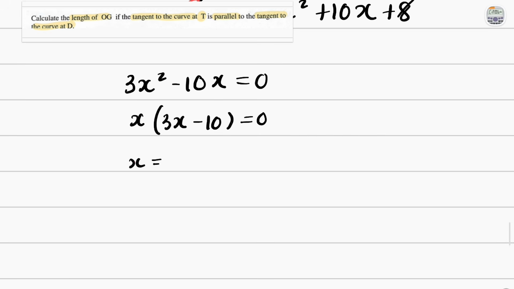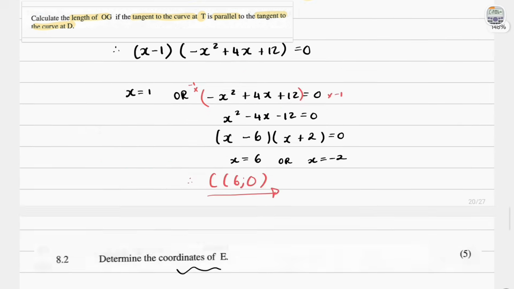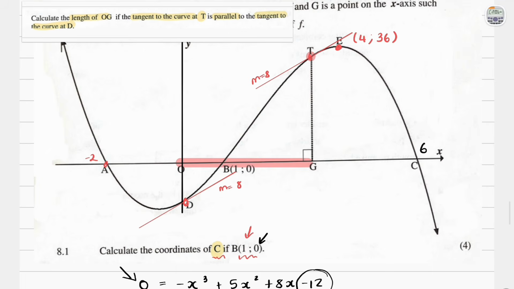So x is equal to 0, or, and here we solve for x, 3x minus 10 is equal to 0, so 3x is equal to 10, and then divide both sides by 3. So x is just equal to 10 over 3. You see how we got a 0 and we got 10 over 3? That makes perfect sense because we know that the gradient was equal to 8 at 0 over here at D. And now we know the second place is at 10 over 3.